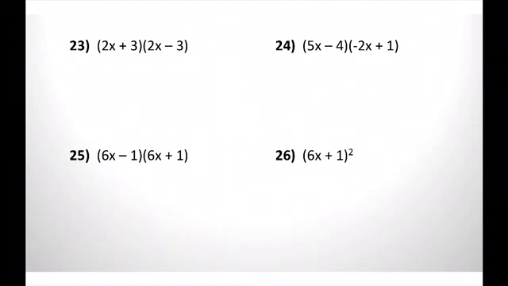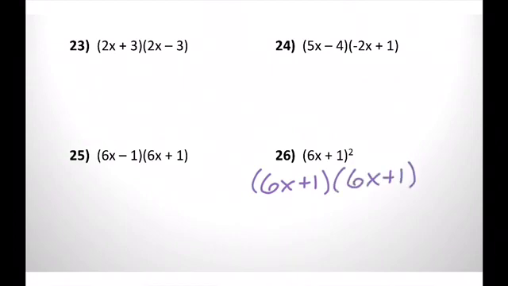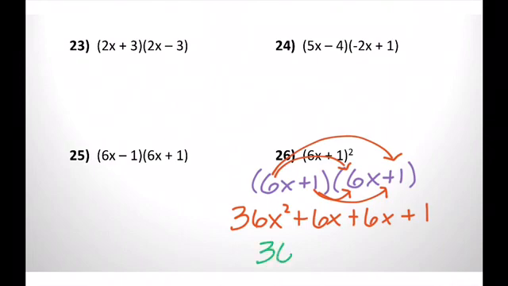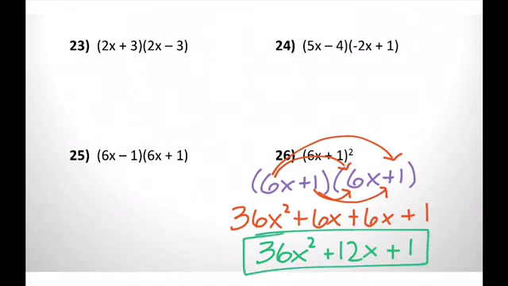Okay, number 26. This is a quantity squared. So we're going to write 6x plus 1 times 6x plus 1. So you're going to have 6x times 6x, and 6x times 1, and 1 times 6x, and 1 times 1. Notice on this one the middle terms don't cancel out. So I'm going to have 36x squared, and I'll still have the 1, but in the middle I have plus 12x. That one's different, and so you need to make sure that it looks different.